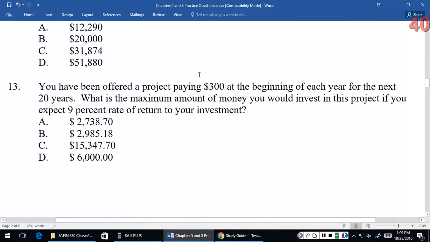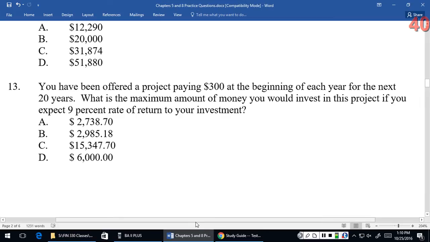All right. Number 13, you've been offered a project paying $300 at the beginning of each year for the next 20 years. What is the maximum amount of money you would invest in this project if you expect 9% return on your investment? So what this is saying in simple terms is, how much would you be willing to pay today to receive $300 at the beginning of each year for the next 20 years if you require a 9% return on your money? So this is the present value of an annuity due.